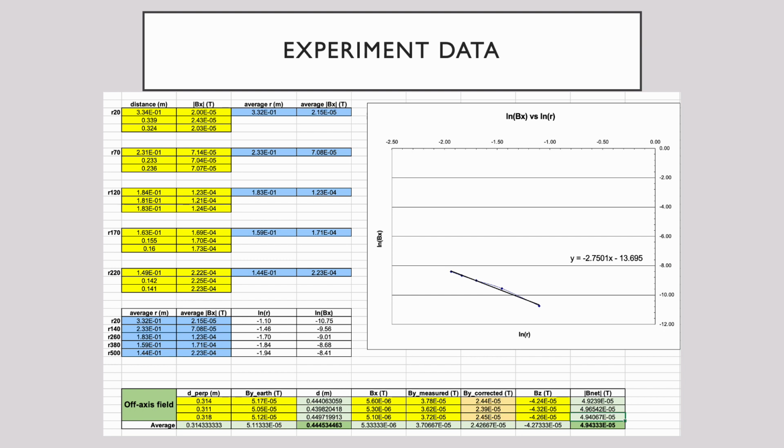You have the distances perpendicular measured, as well as the magnetic field in the y-axis by Earth, and the magnetic field on the x-axis, and the magnetic field on the y measured, which was then corrected for by the Earth's magnetic field. And then finally, you have the magnetic field in the z direction. And all the way on the right, you can see the net magnetic field in the perpendicular.